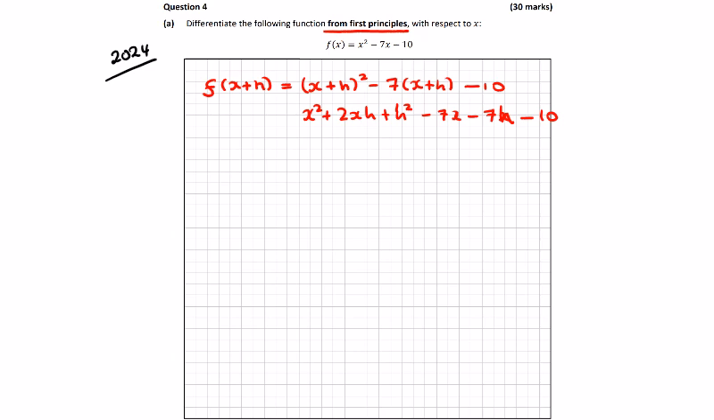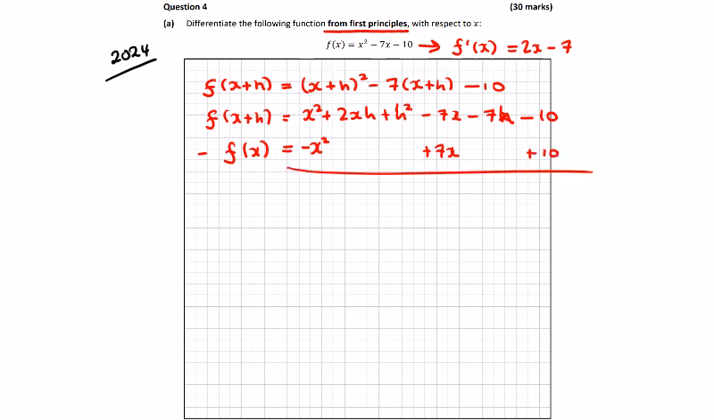minus 10. If we write the answer for what the derivative is, f prime of x, just so we can see the answer as we work our way down, it's going to be 2x minus 7. We know at this point we have to take away f of x. So f of x, we're going to have minus in front of it, so minus x squared plus 7x plus 10. And if we combine this, we're going to get 2xh plus h squared minus 7h, and you can see our answer from the 2xh and the 7. And the limit will move h to 0.